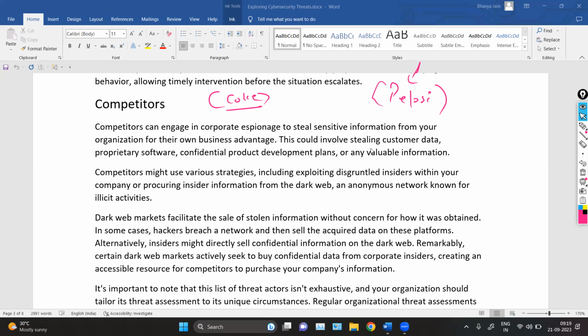So this could involve stealing customer data. So the Coke company can also steal the customer data, the recipe, the software they are using, the plans, the strategy they are using, or any valuable information.